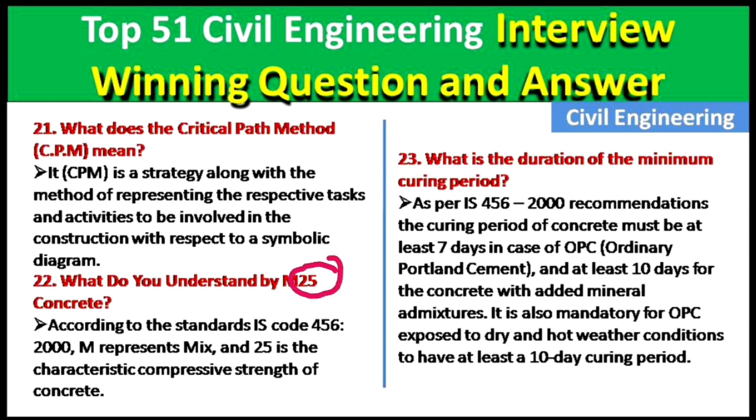Okay, so the numerical value represents the strength of concrete and M represents the mix ratio, it means the mix of cement, sand and aggregate. Point number 23 is what is the duration of minimum curing time. Okay guys, this is very important if you are working on the site.